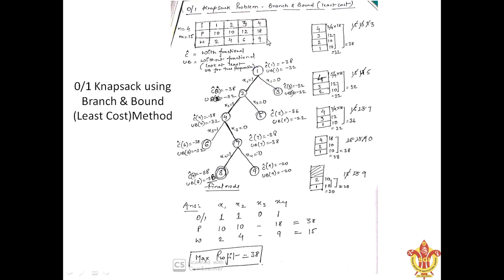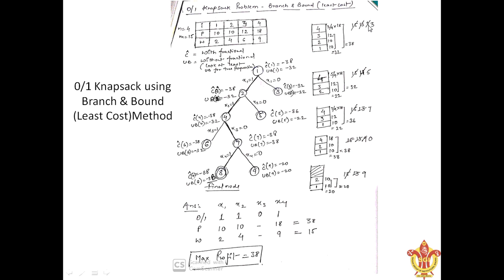So we are left with only 3. See, 15 is the maximum weight. We have included this 10, so we'll have to minus 2 from there. 2 from here, we are going to get this 13. From 13 we'll have to minus what? 4, because we have included 2 also. So we are left with 9.